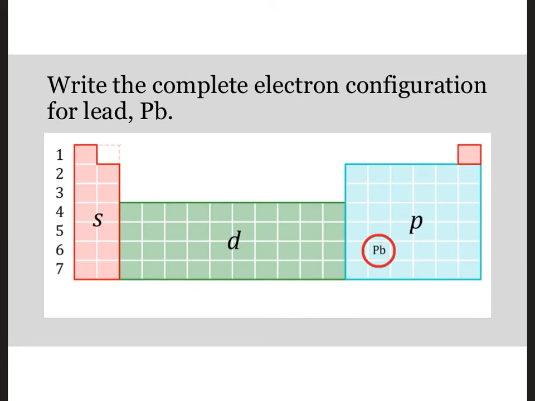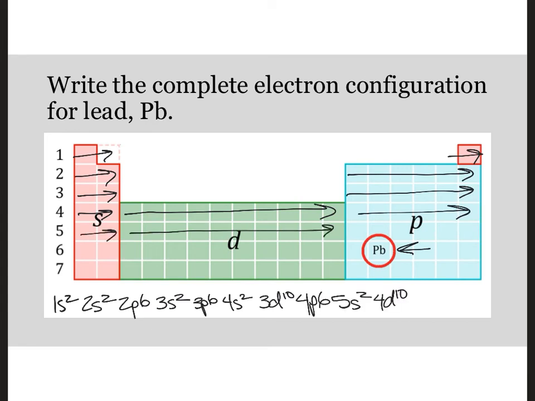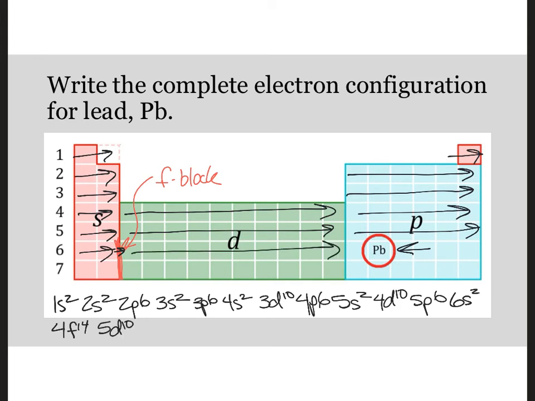To write the complete electron configuration for lead, we locate it on the periodic table. Then, reading the table, we get 1s2, 2s2, 2p6, 3s2, 3p6, 4s2, 3d10, 4p6, 5s2, 4d10, 5p6, 6s2, 4f14, 5d10, 6p2. That was quite the writing exercise.